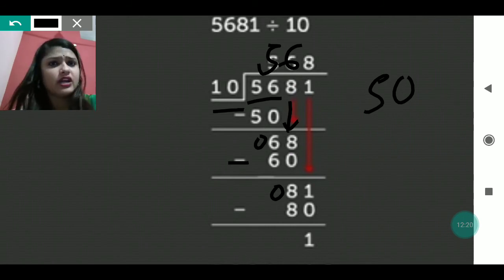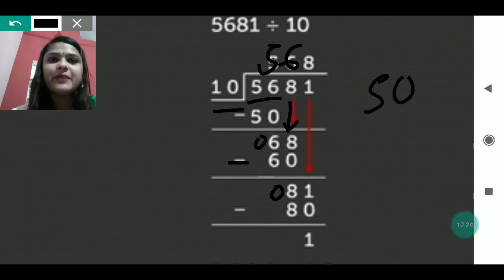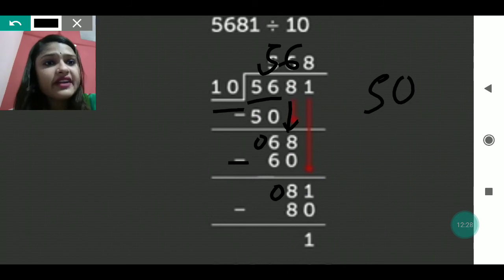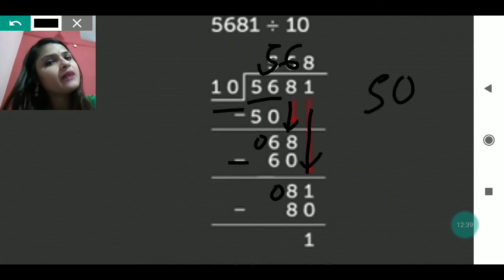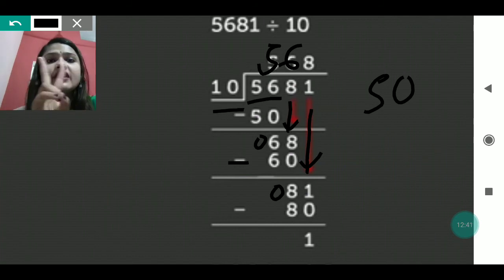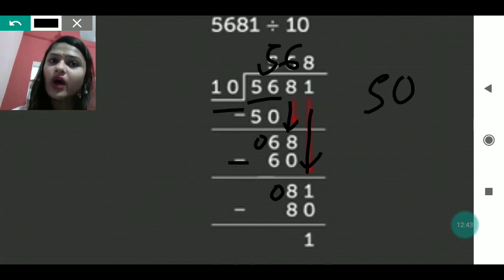Now, is 8 divisible by 10? No, miss. 8 is not divisible. What will we do? We will take the one number which is left at the dividend place and take it down. What number is written there? 1. So that 1 we will take down. Now that 8 has become 81. Previously it was a 1-digit number, but now it is a 2-digit number, that is 81.